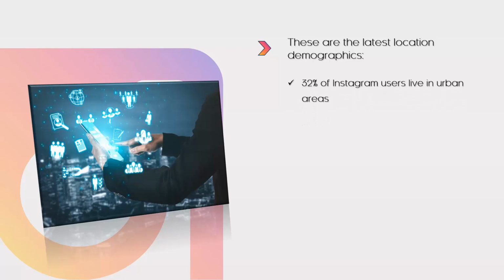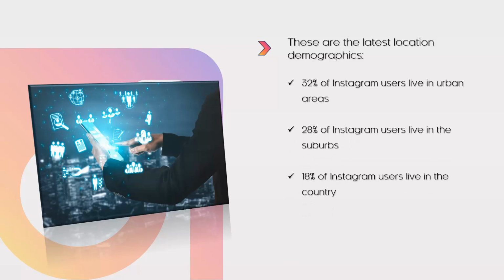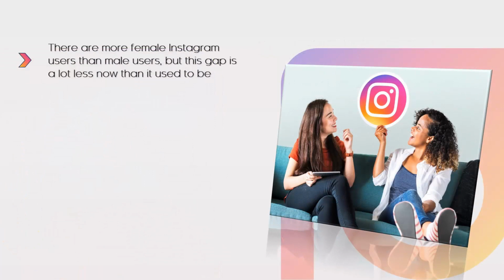32% of Instagram users live in urban areas. 28% of Instagram users live in the suburbs. 18% of Instagram users live in the country. There are more female Instagram users than male users, but this gap is a lot less now than it used to be. It is predicted that a lot more adults in their 30s will be using Instagram in the near future, just as this happened with Facebook.